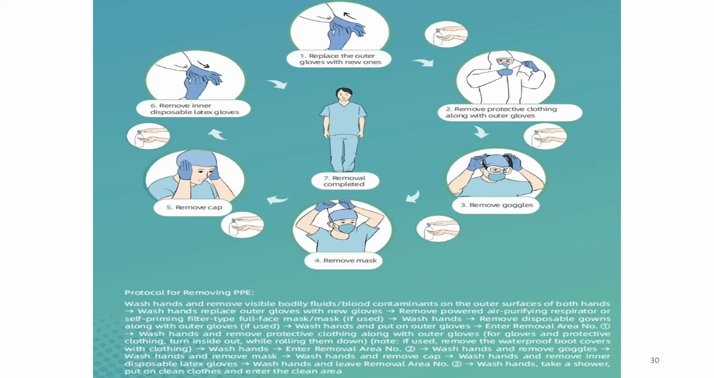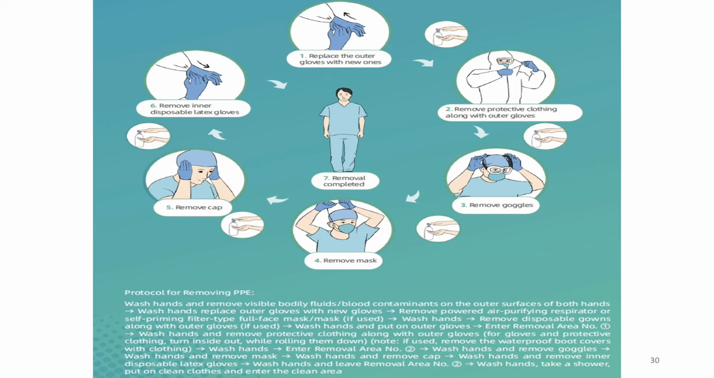7, removal completed. So the protocol for removing PPE: wash hands and remove visible bodily fluid / blood contaminants on the outer surfaces of both hands. Wash hands, replace outer gloves with new gloves. Remove powered air purifying respirator or self-priming filter type full face mask / mask if used. Wash hands. Remove disposable gowns along with outer gloves if used. Wash hands and put on outer gloves.